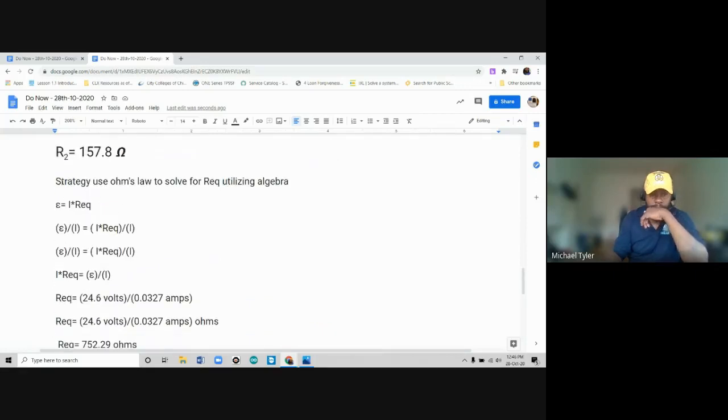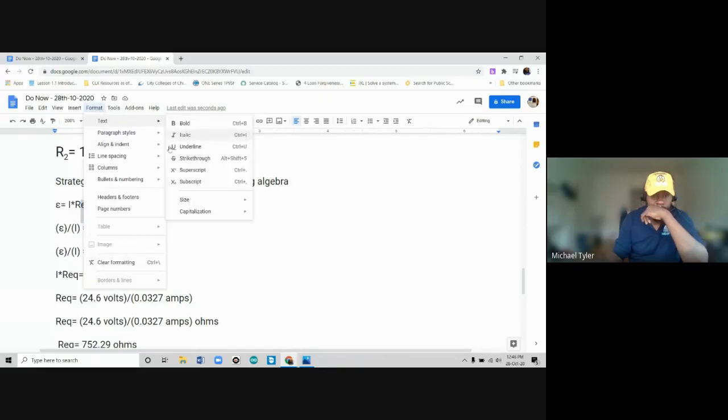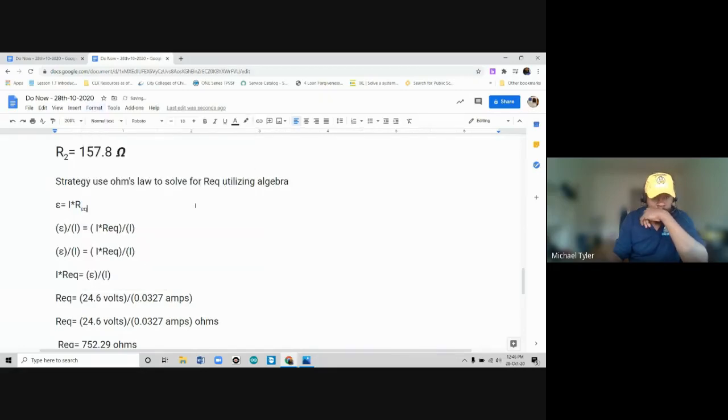So again, go through and edit. We have REQ, that has a change, right? It's going to be subscript. And then each REQ in the system. So here's what she did, and that's why you get a double entry. It's important. She said in the strategy, solve for REQ utilizing algebra, right?